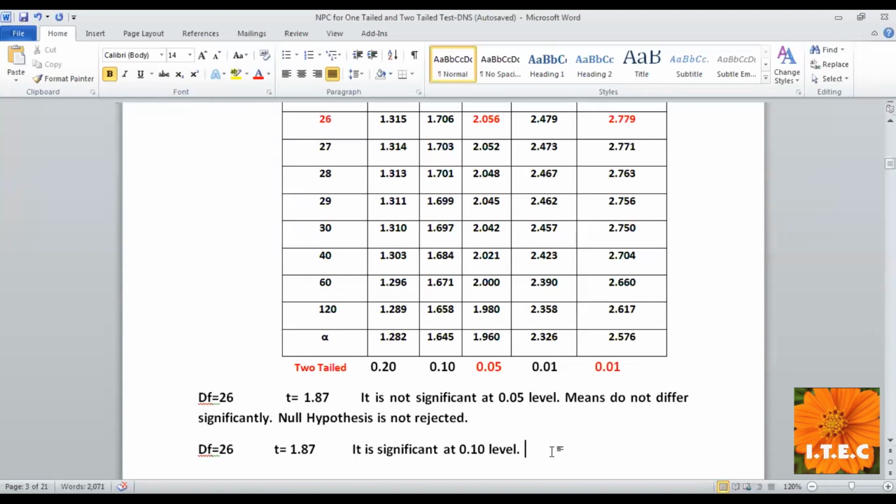Because here it is significant, that means the means differ significantly. And if the means differ significantly, what will happen to the null hypothesis? So the null hypothesis is rejected.